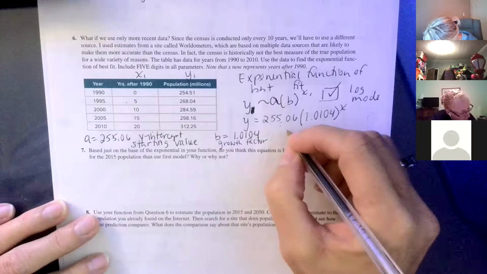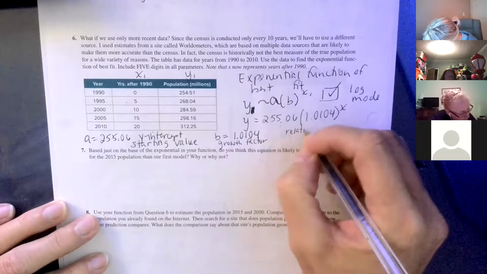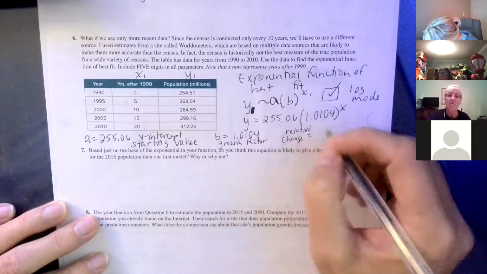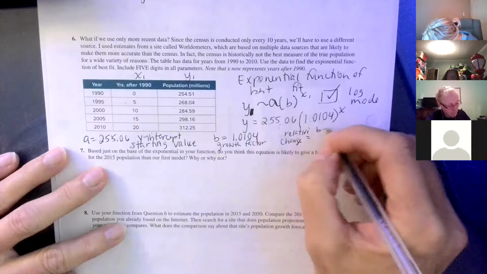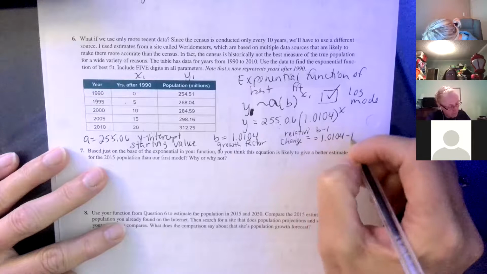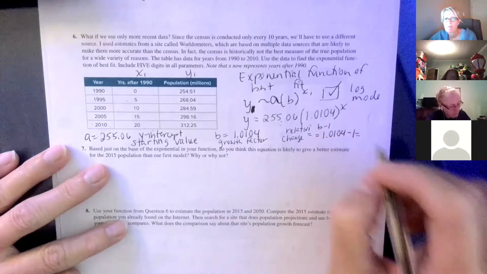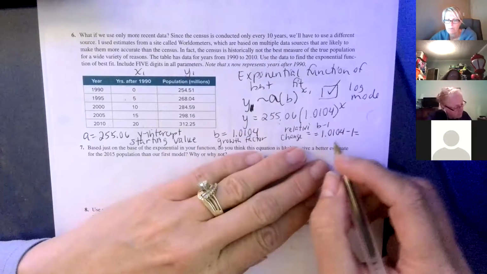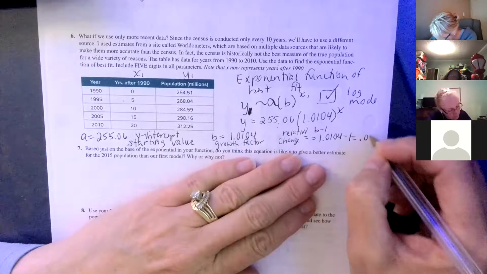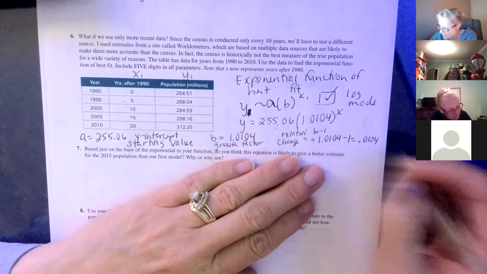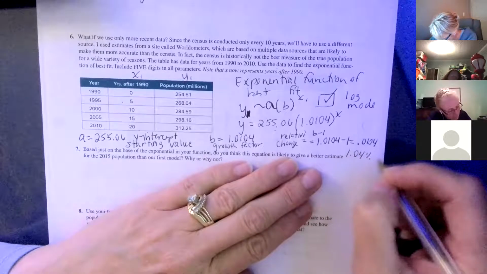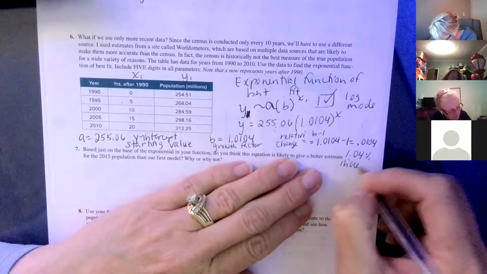And then our relative change, we take B minus 1, which is 1.0104 minus 1. So our relative change is 0.0104, or 1.04% increase.